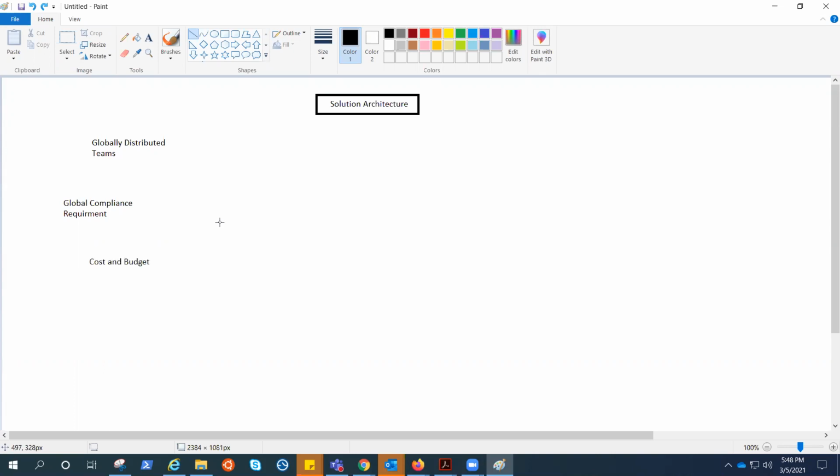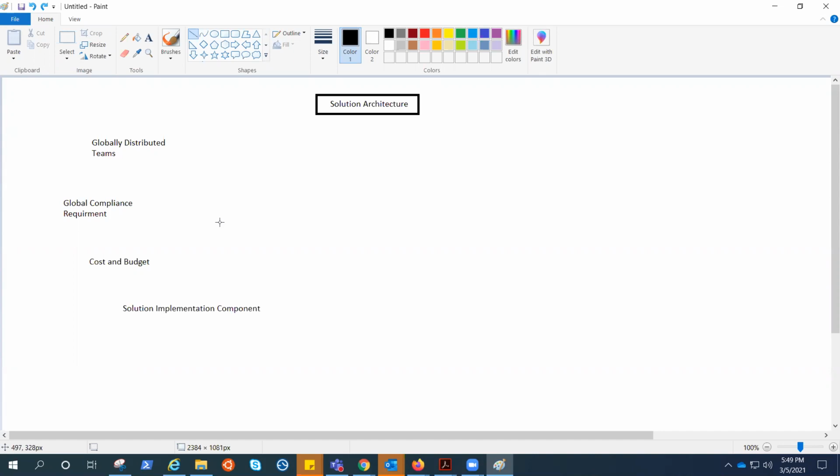Then we have cost and budget. Solution architecture gives a good estimation of the overall cost of the project, which helps to define a budget. This includes capital expenditure, which we also call CapEx, which is the upfront cost, and operational expenditure, which is OpEx, which is an ongoing cost. It helps management to create an overall budget for human resources, infrastructure resources, and other licensing related costs. So cost and budget need to be kept in mind.